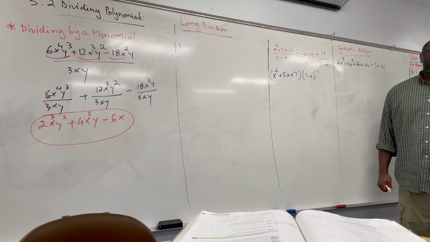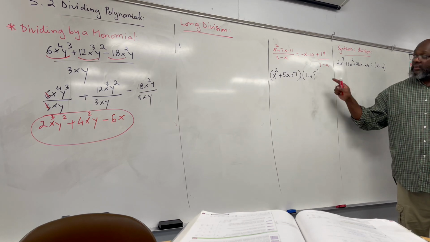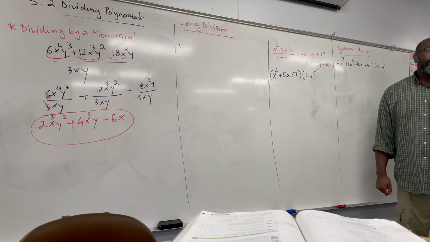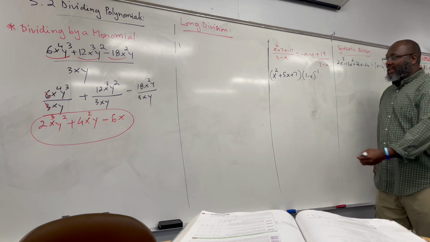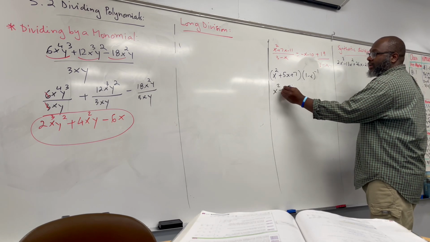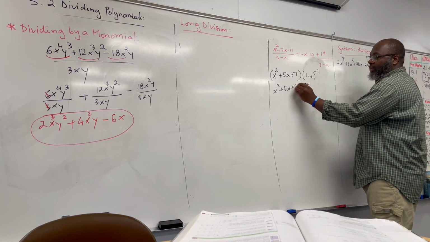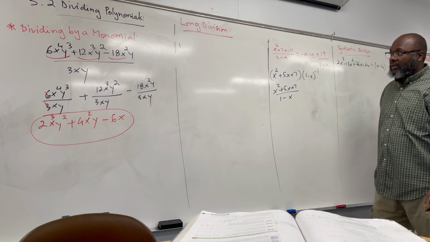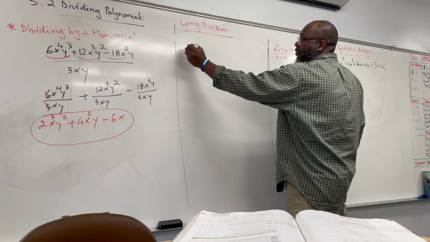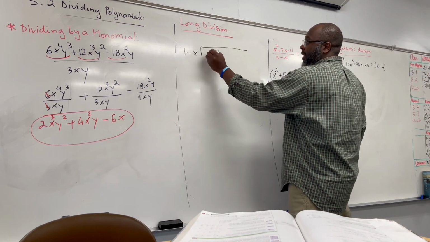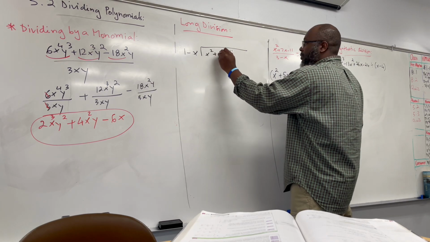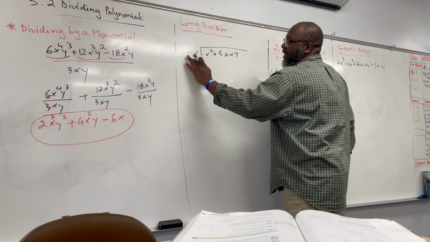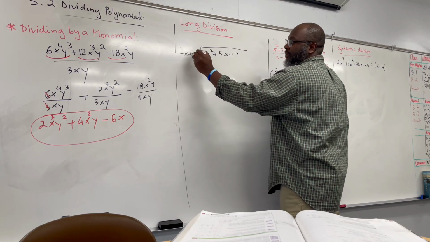I don't know how to do it. So what are you going to do first? You're going to put it underneath. So we get x squared plus 5x plus 7 over 1 minus x. And now we can divide it, so we're going to put it over here: 1 minus x divided into x squared plus 5x plus 7. We can flip it, so that's negative x plus 1. Make it easy for us.